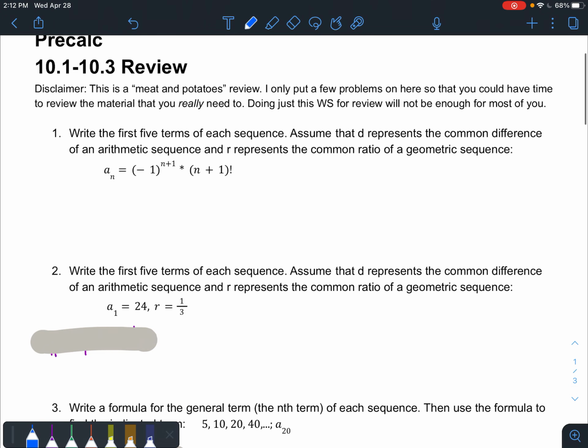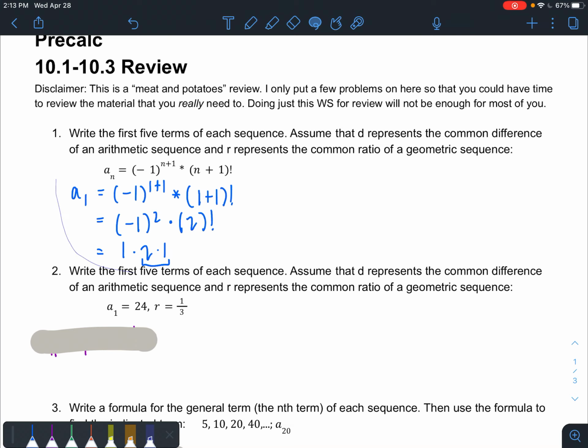Alright, so for this first one, all you're going to do is find the first 5 terms by just plugging in the values. So for a sub 1, I'm going to plug in 1 for n. So I have negative 1 squared times 2 factorial, which is 1 times 2 times 1, where 2 times 1 is the factorial, giving me that a sub 1.